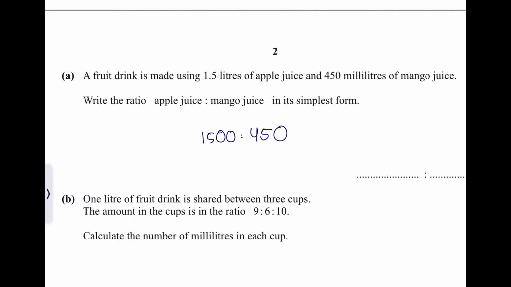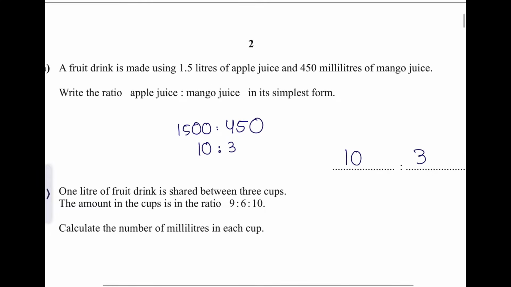Now you don't stop here because it needs to be in the simplest form. So all you do is get a calculator. 1500 divided by 450 gives you 10 is to 3. So in fraction form you can write it here, 10 is to 3. Alright, I hope this question is clear.